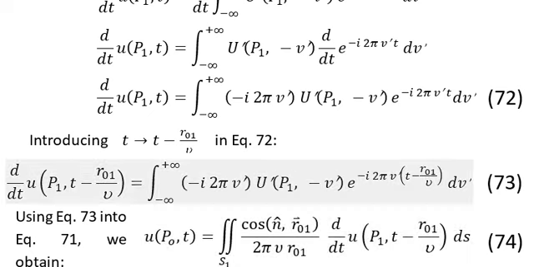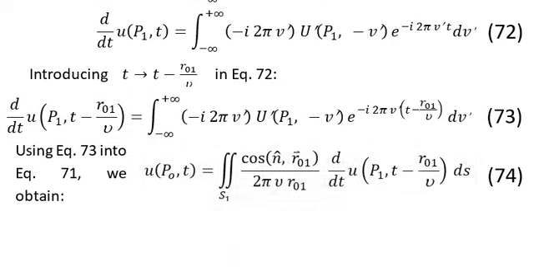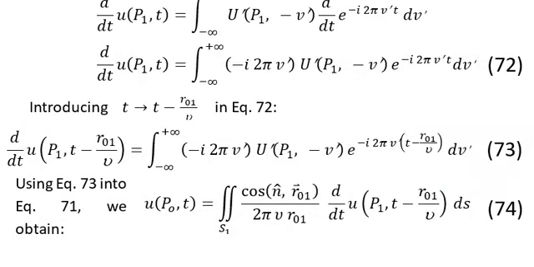Look at the right hand side, the whole integral in equation 73. This integral can be replaced in equation 71, because the whole integral can be replaced. So replacing the whole integral by the quantity above, we can replace u of p naught, that is the non-monochromatic field at point p naught as a function of t. We can replace the integral on the right hand side, the integral over the frequency d nu prime, by the expression given by equation number 73.